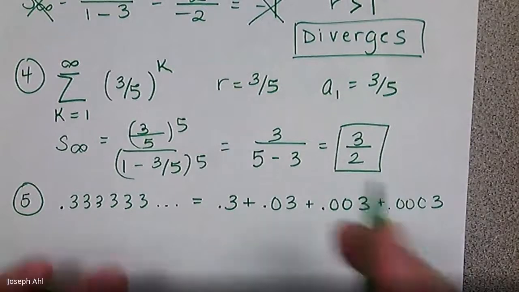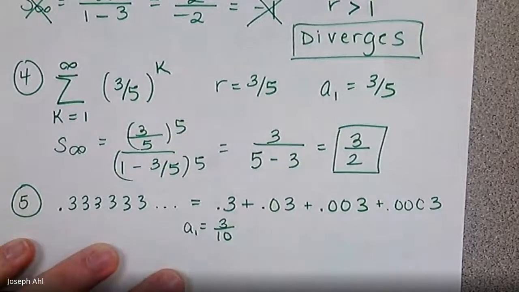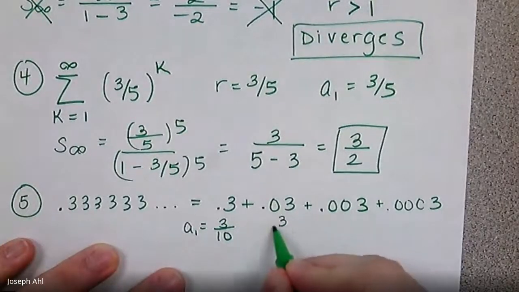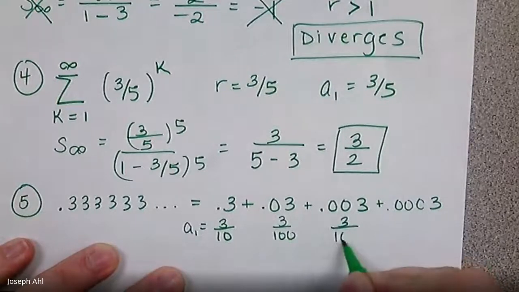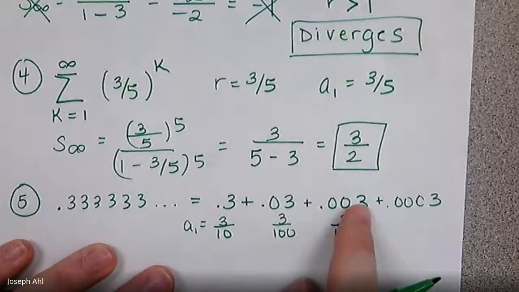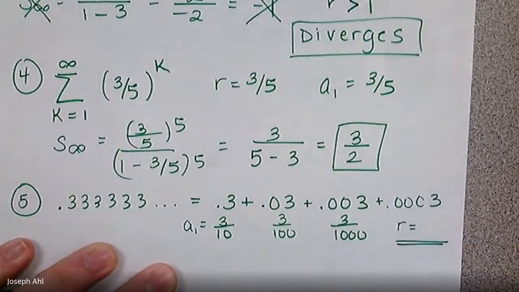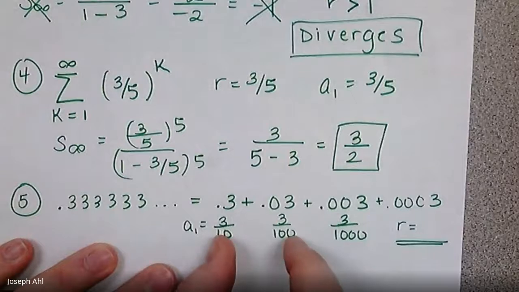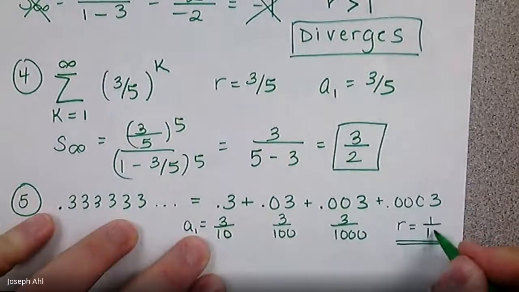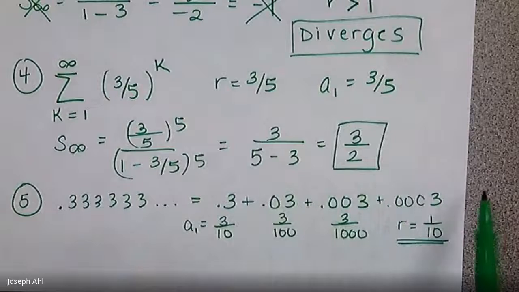Okay. So what is A1? A1 is 0.3. I'm going to write it as a fraction, 3/10. And the second term in here is 3/100, and this is 3/1000. So if I look at these terms, 3/10, 3/100, 3/1000, what is the common ratio that I'm multiplying by? Well, to get from 3/10 to 3/100, didn't the denominator get multiplied by 10? So that would be a ratio, therefore, of 1/10. Since the ratio is less than 1, we know that this series will converge.